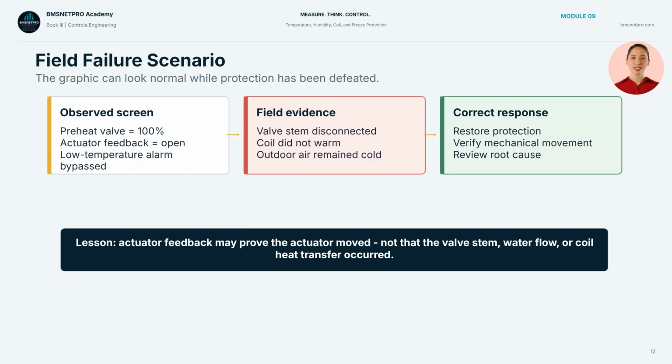A common failure scenario is a preheat coil that freezes while the BAS graphic shows the heating valve at 100%. In the field, the actuator may be moving, but the valve stem may be disconnected, or water flow may be unavailable. If the low temperature detector has been bypassed after nuisance trips, the system loses the independent protection layer. The professional response is to restore protection, verify mechanical movement and coil response, and perform root cause review.